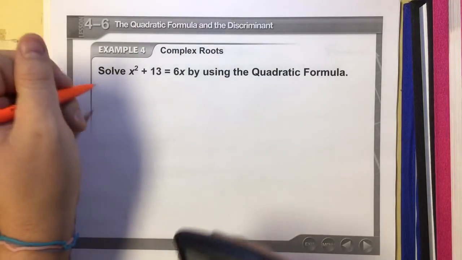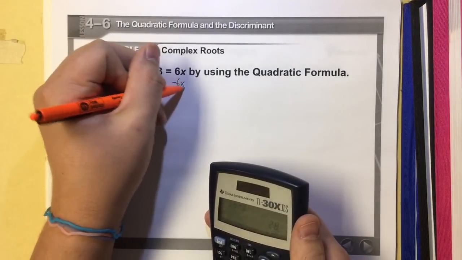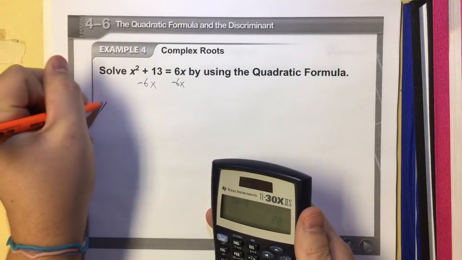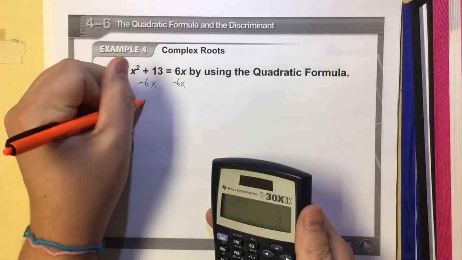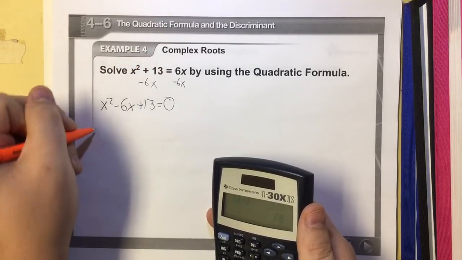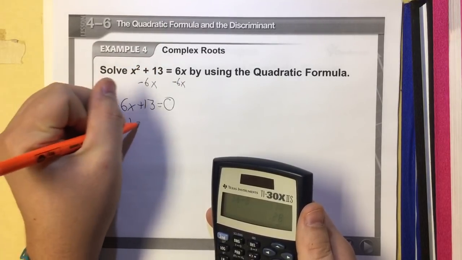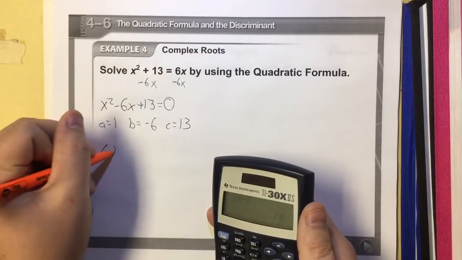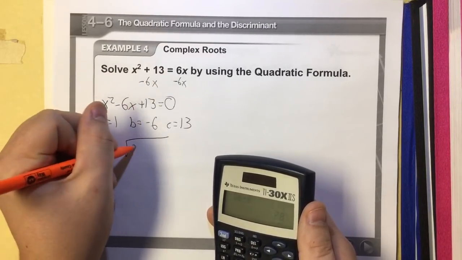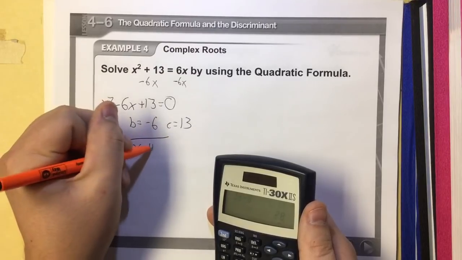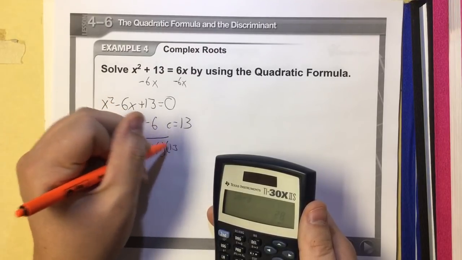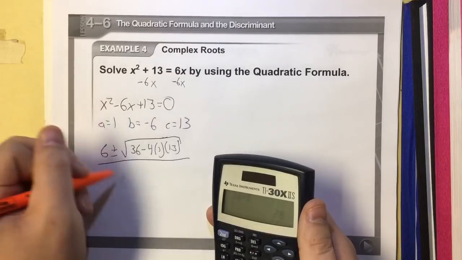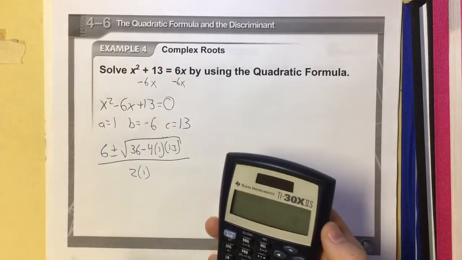All right, here we go. Get everything to one side first, so subtract 6x. X squared minus 6x plus 13 is equal to 0. A is 1, B is negative 6, C is 13. Opposite of B, plus or minus the square root of B squared minus 4AC, all over 2 times A.